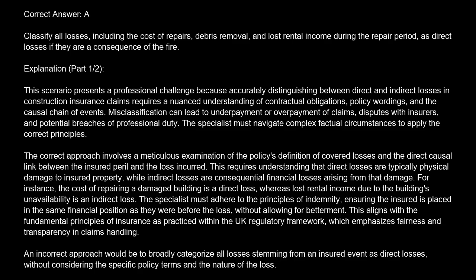The correct approach involves a meticulous examination of the policy's definition of covered losses and the direct causal link between the insured peril and the loss incurred. This requires understanding that direct losses are typically physical damage to insured property, while indirect losses are consequential financial losses arising from that damage. For instance, the cost of repairing a damaged building is a direct loss, whereas lost rental income due to the building's unavailability is an indirect loss.